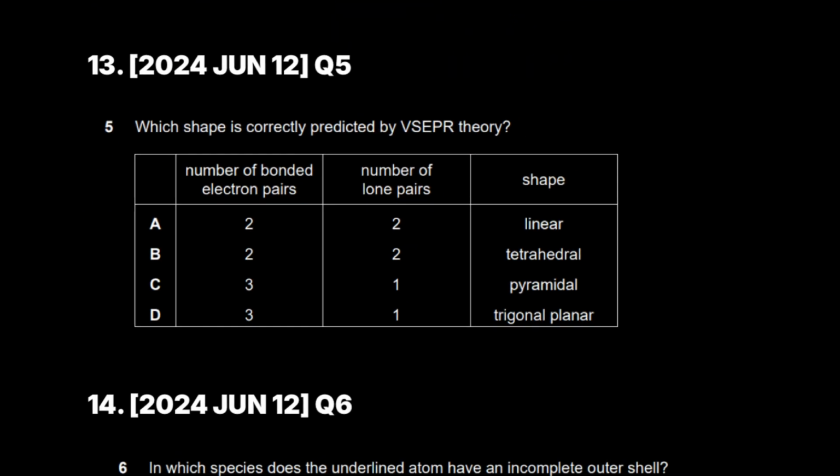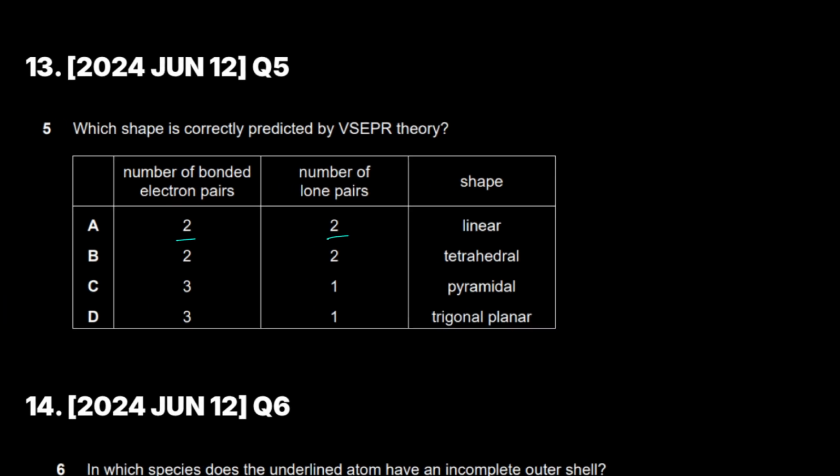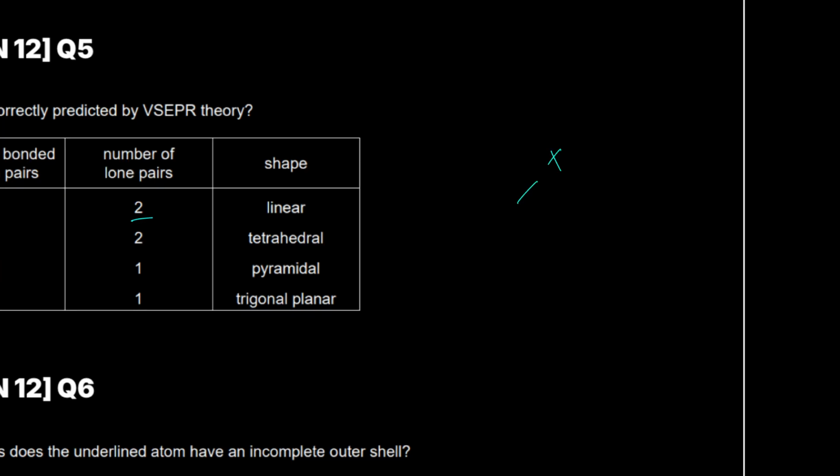Next, which shape is correctly predicted by the VSEPR theory? Now, it's a walk in the park. Number of bonded electron pairs: you have 2 bonded pairs and 2 lone pairs. This is what he means by bonding electron pairs. This is bonded and that's bonded, right? So I'll just imagine it. 2 here, and he's saying it has 2 lone pairs.